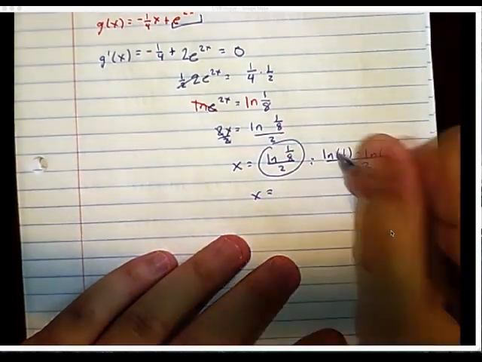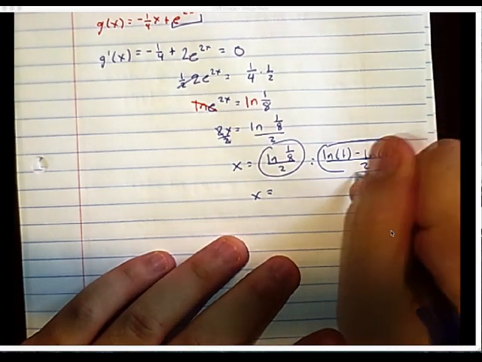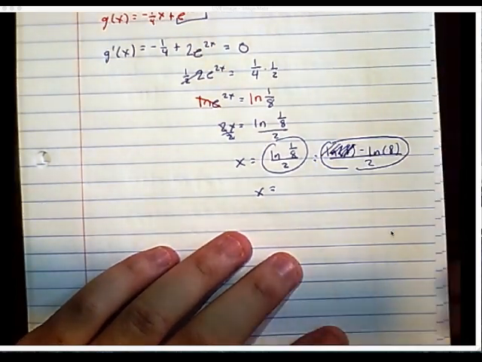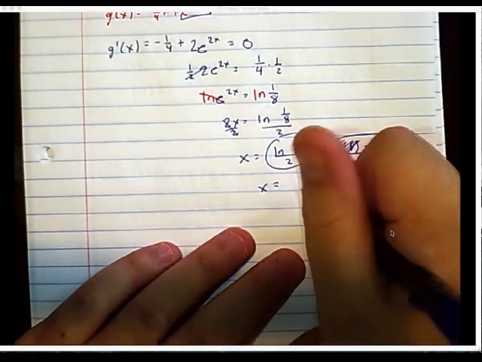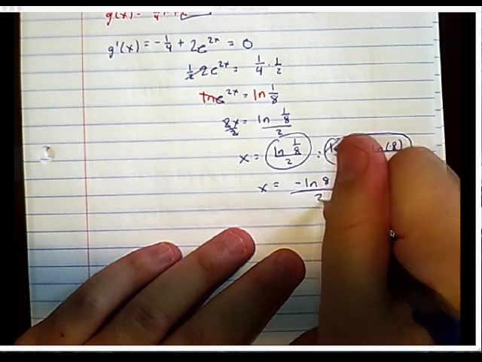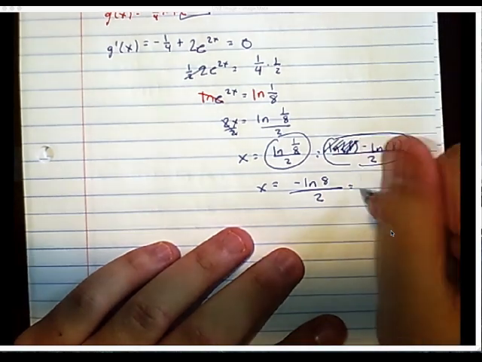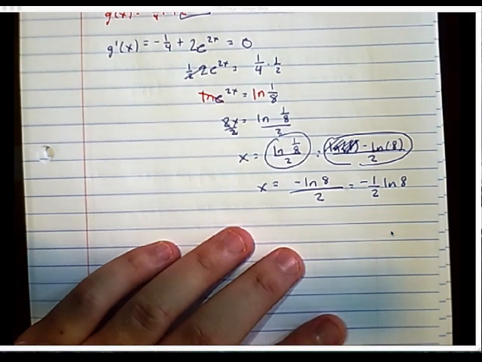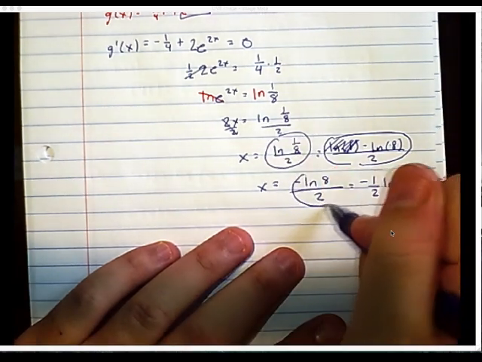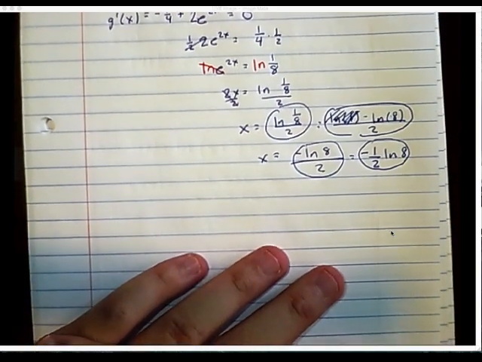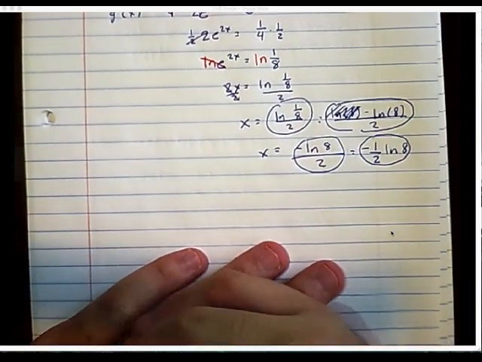Okay, so this might be an answer presented. Or you should know that ln of 1 is 0. Okay, so it could be written as negative ln of 8 over 2, or you could say negative 1/2 ln of 8. I could write it like that. What about if none of those answers are there? What else could we do?